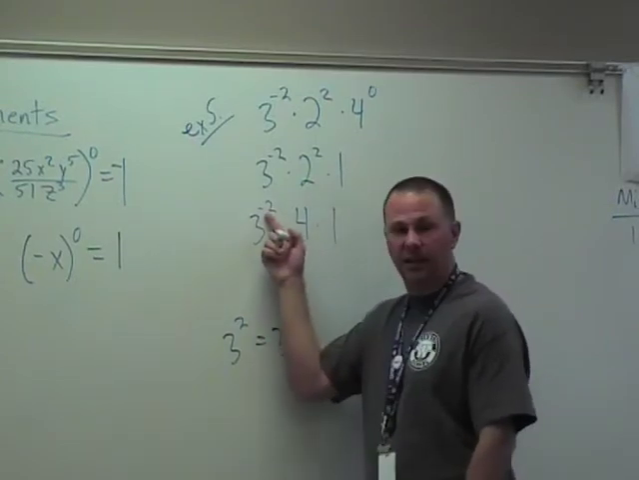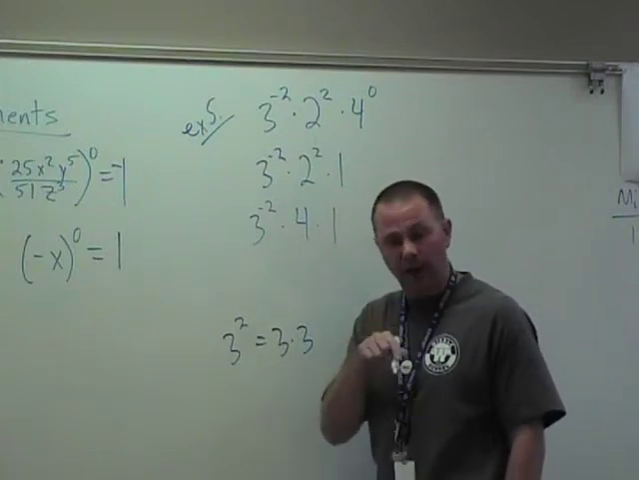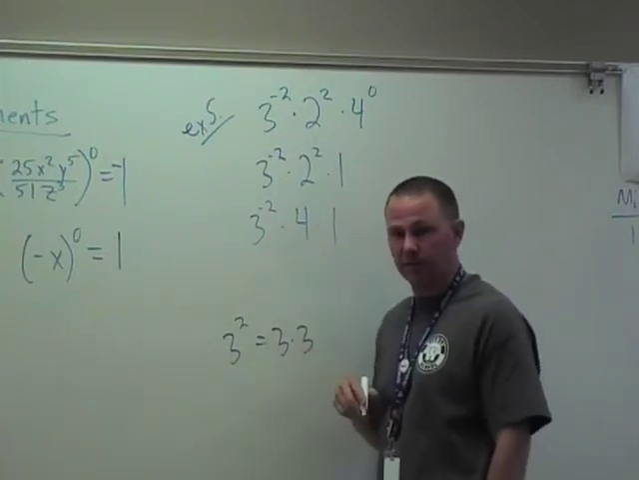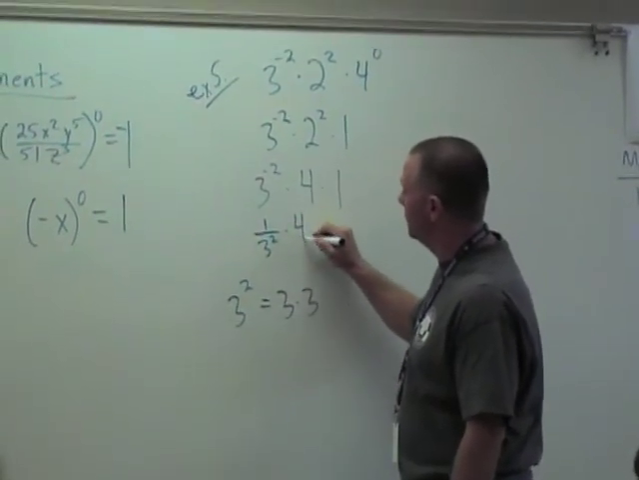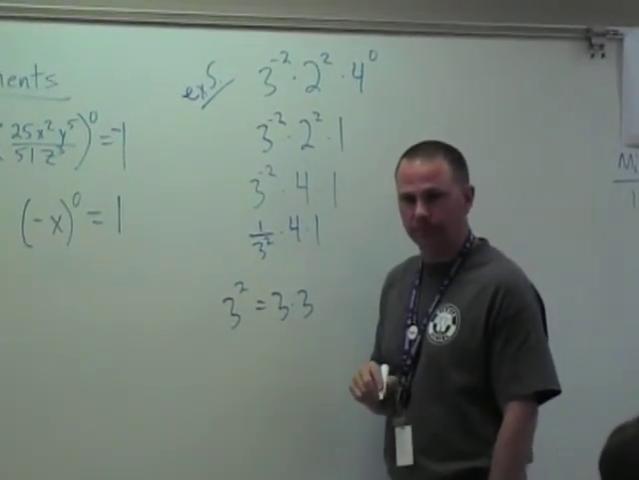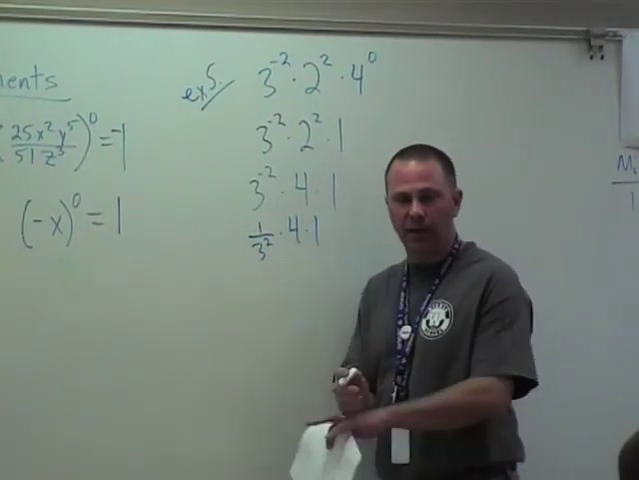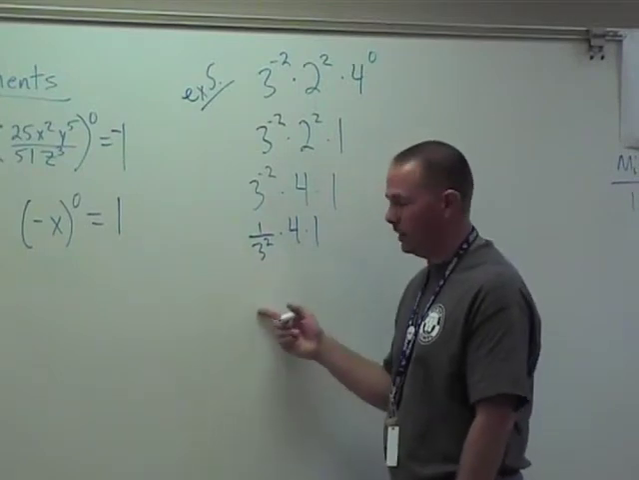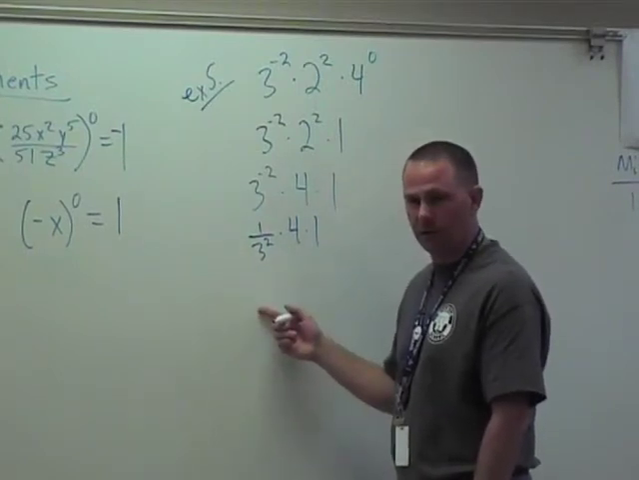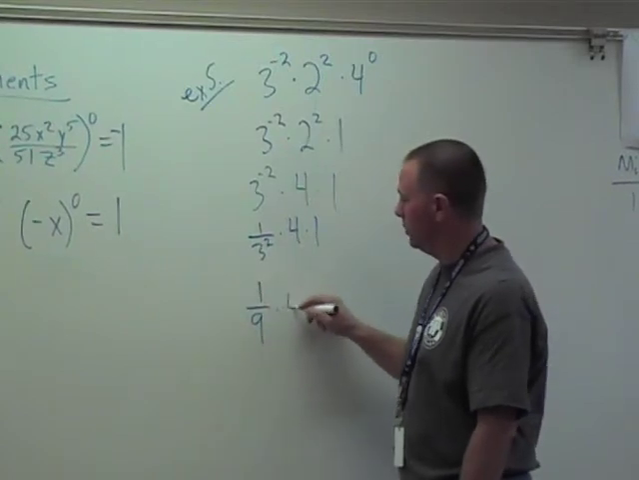But the problem is that's a negative exponent. I don't know how to do negative exponents. I need to make it positive. How do we make that negative exponent positive? Yeah. So this is 1 over 3 squared times 4 times 1. So what do we have? What do you want to do next? Yeah. So what do you have? 1 over 9 times 4 times 1.